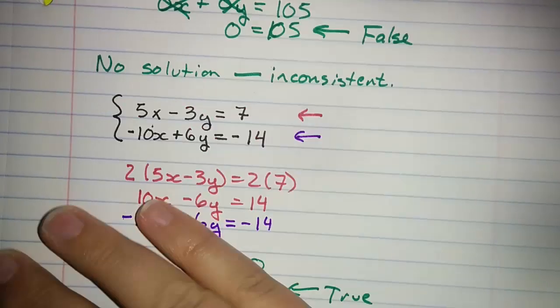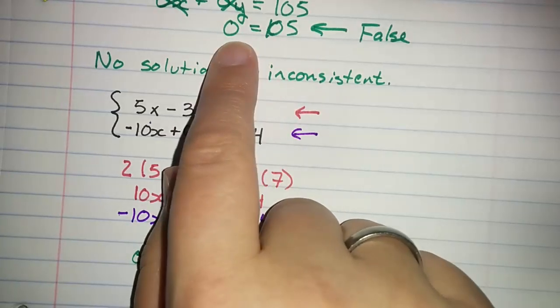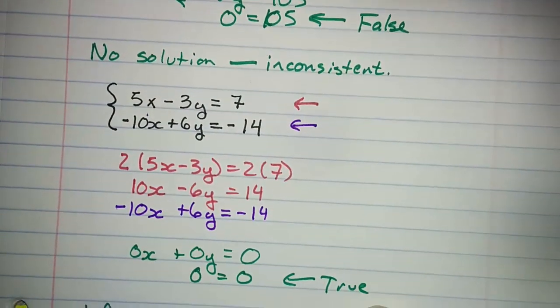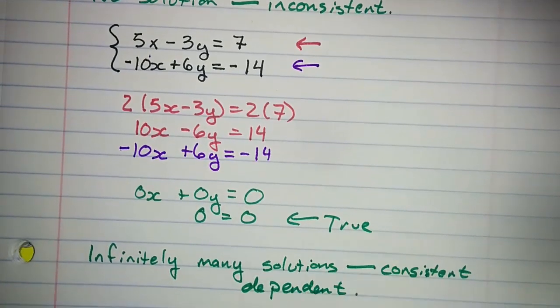So again, if we get an equation with no variables that is false, that's an inconsistent system. If we get an equation with no variables that is true, that's a consistent dependent system.